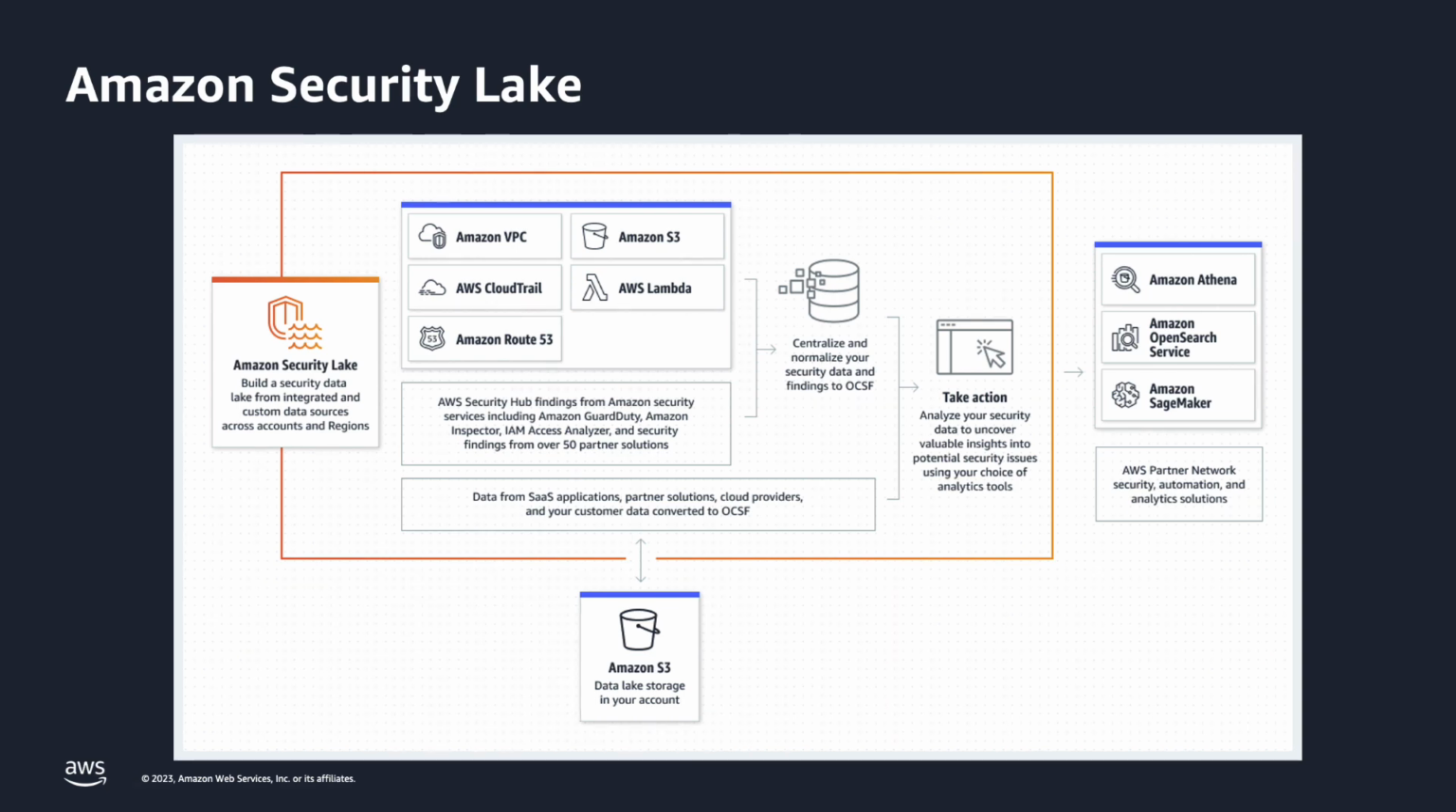Amazon Security Lake automates the collection and management of your security data across accounts and AWS regions so that you can use your preferred analytics tools while retaining control and ownership over your data. Amazon Security Lake automatically collects logs for AWS CloudTrail, Amazon Virtual Private Cloud, VPC, Amazon Route 53, Amazon Simple Storage Service, Amazon S3, and AWS Lambda. With Security Hub enabled, additional findings will be collected from services such as AWS Config, Amazon GuardDuty, Amazon Inspector, Amazon Macie, and from over 50 partners.